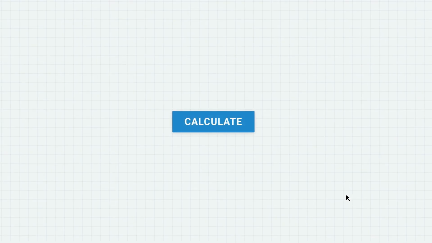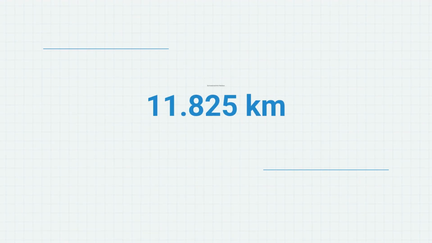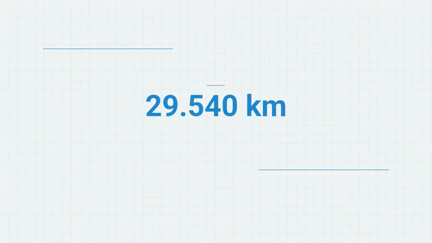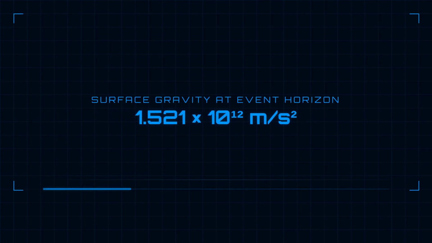After clicking Calculate, here are our results. The Schwarzschild radius is 29.541 kilometers, which defines the event horizon boundary. Surface gravity at the event horizon is 1.521 times 10^12 meters per second squared, an immense gravitational acceleration.